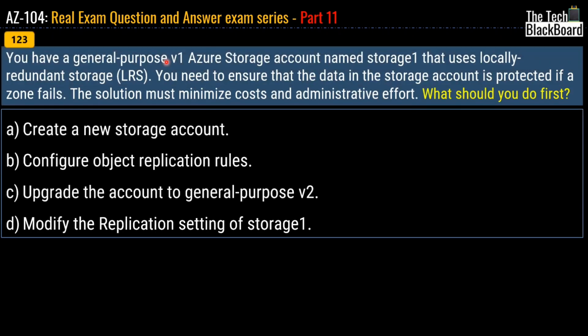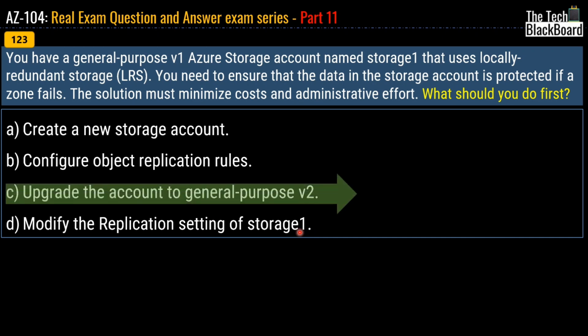Now let's quickly jump to question number 123. It says that you have a general purpose V1 Azure storage account named storage1 that uses locally redundant storage, or LRS. You need to ensure that the data in the storage account is protected if a zone fails. The solution must minimize cost and administrative effort. What should you do first? Your options are create a new storage account, or configure object replication rules, or upgrade the account to general purpose version 2 or V2, or modify the replication settings of storage1. And the correct answer for this question is that you should upgrade the account to general purpose V2.